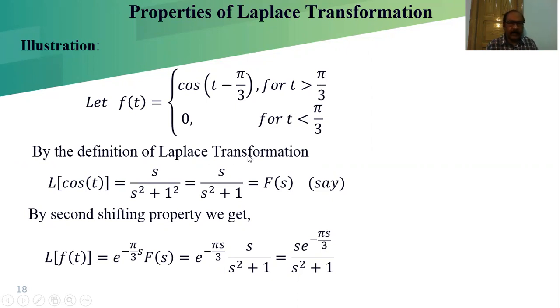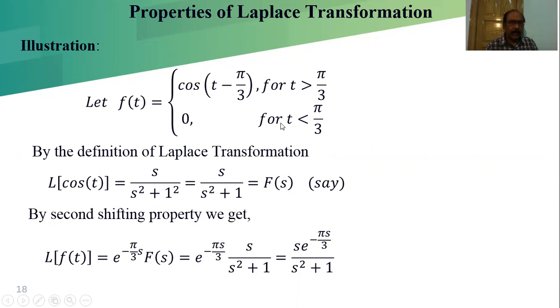By the definition of the Laplace transformation, we know the Laplace transformation of cos t. We are considering this as cos t; forget about this part for now. So the Laplace transformation of cos t equals s by s square plus 1 square, because the coefficient of t is 1, equal to s by s square plus 1, which is F(s).